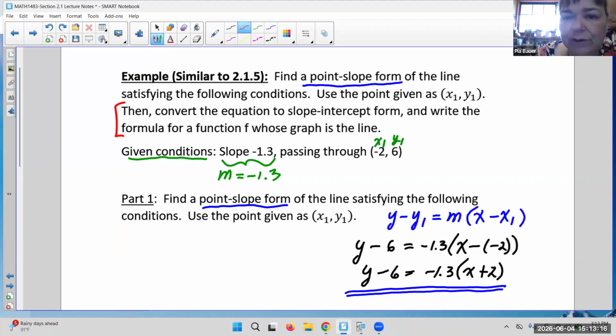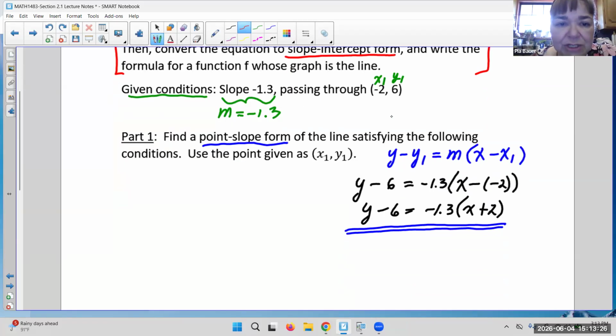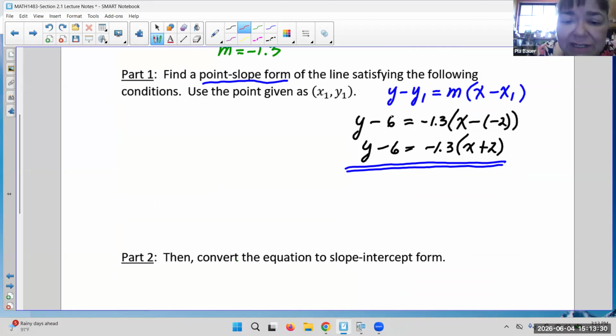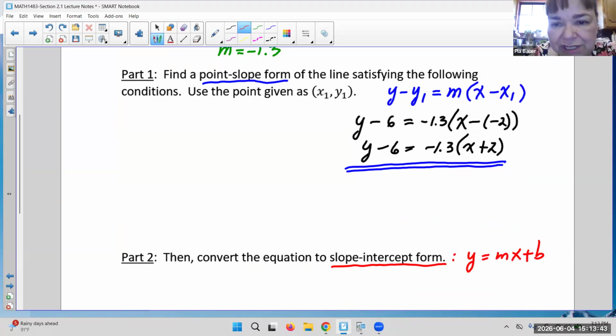In a way, the next part is almost like a whole new problem. It says then convert the equation to the slope-intercept form and write the formula for the function f, whose graph is the line. So part 2 is asking you to convert this equation into the slope-intercept form, and that's y equals mx plus b. So we're going to change this equation into this format. And if you notice, in the slope-intercept form, you have y by itself.